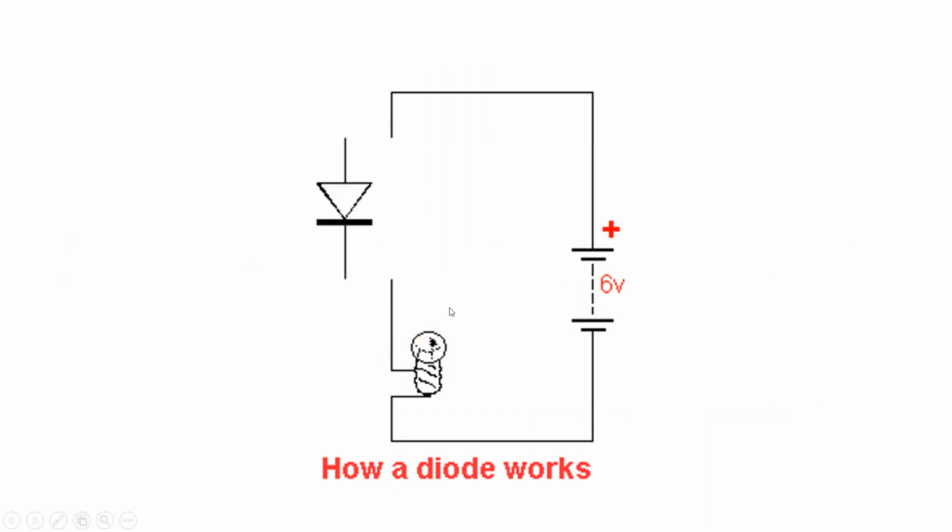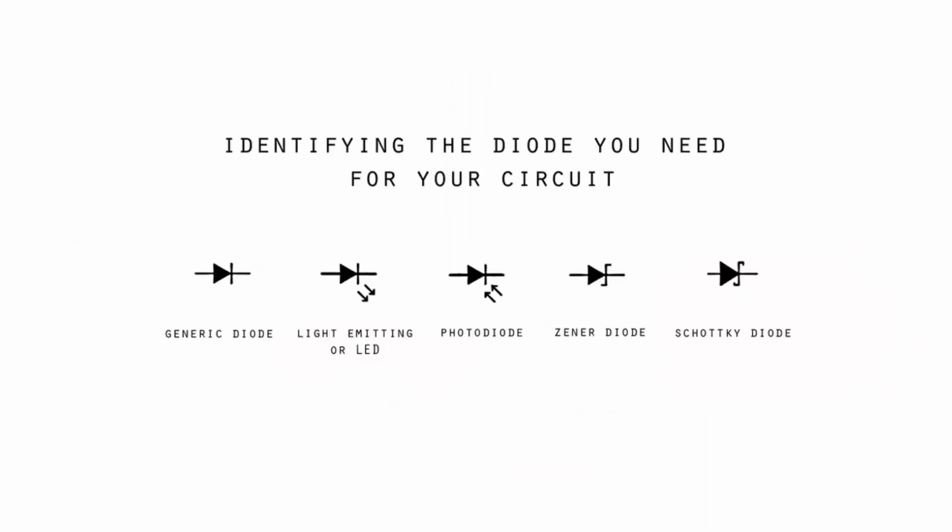If you can see this, if the diode is put in the exact way where the anode is connected to the positive and the cathode is connected to the negative, then the LED glows. If you do it in the reverse direction, then the LED does not glow, the circuit gets incomplete. Cool. So there are different types of diodes: generic diode, LED, photodiode, Zener diode, and Schottky diode. We are going to see each of them step by step.